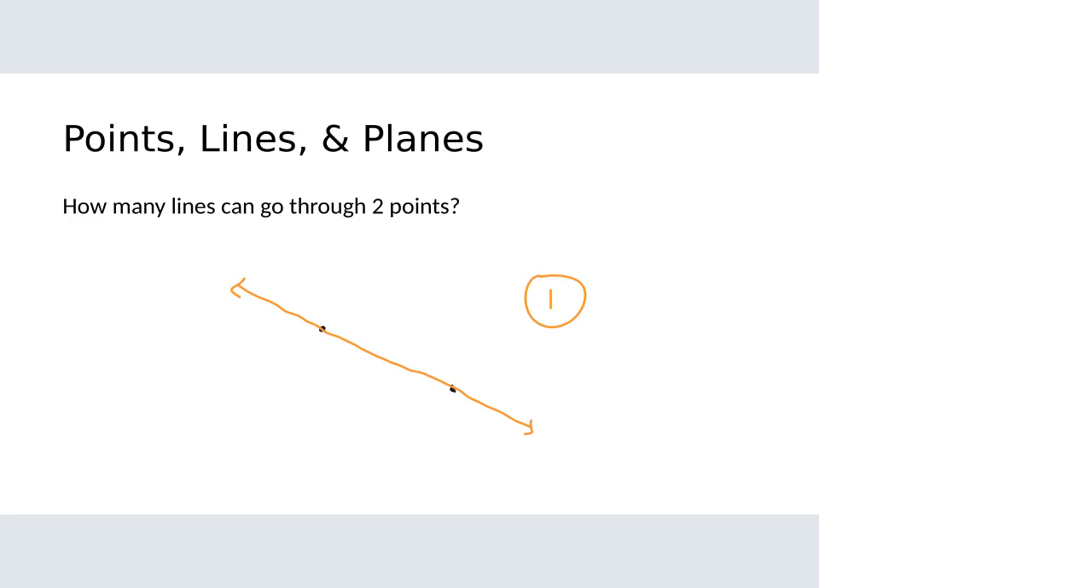You may remember that when you were graphing lines in an algebra class. Once you have 2 points, you can draw the line. You might have found a third one just to sort of make sure, but once you have 2, that's enough to draw the line. Then we get to a question that's a little interesting. How many lines can go through 3 points?